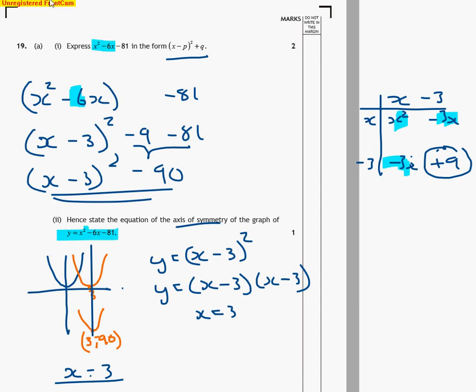So for this one, you're getting a mark for your first part, you're getting a mark for the x minus 3 squared, and then you're getting a mark for the minus 90. And obviously, you're just getting 1 mark for x is equal to 3, but you have to say x is equal to 3. If you just say equals 3, that's nothing. If you make a mistake up here, you can still get the mark down here. If you had a 4 or a 5, you would still get the mark.